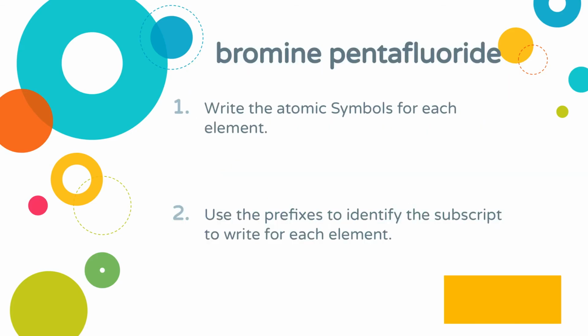So here's an example, bromine pentafluoride. So the atomic symbol for each element, so bromine is Br. And since there's no prefix, it's just going to have a subscript of 1, which we don't include. And then pentafluoride, so fluoride is F, and penta means 5. So when we write the formula, it's just BrF5.